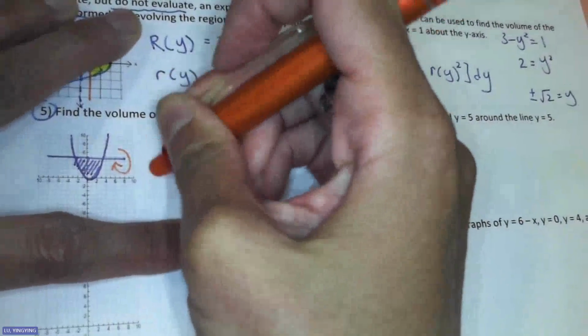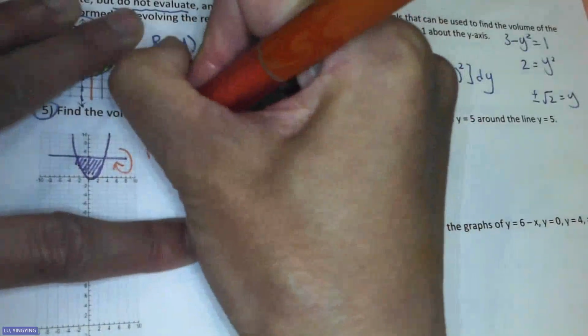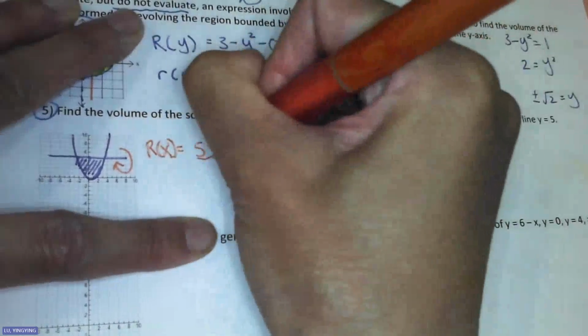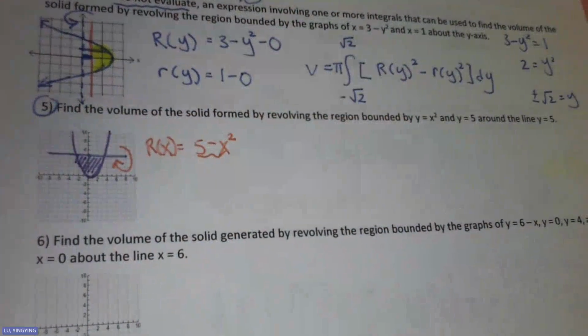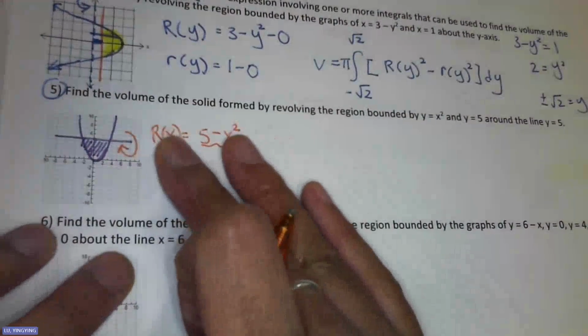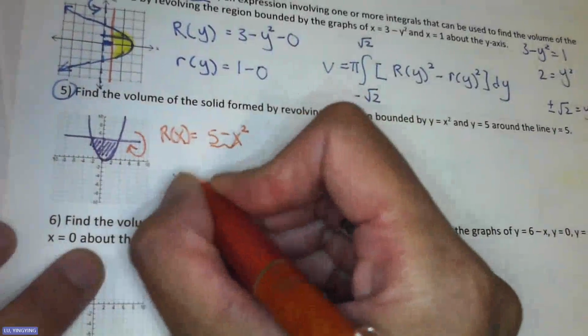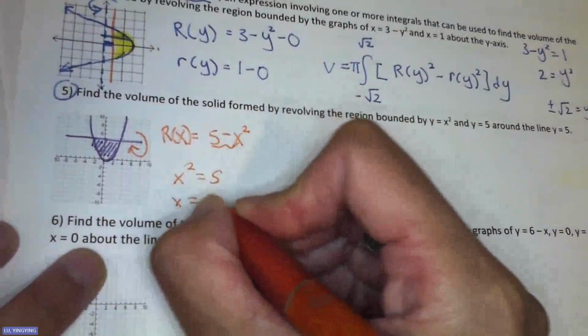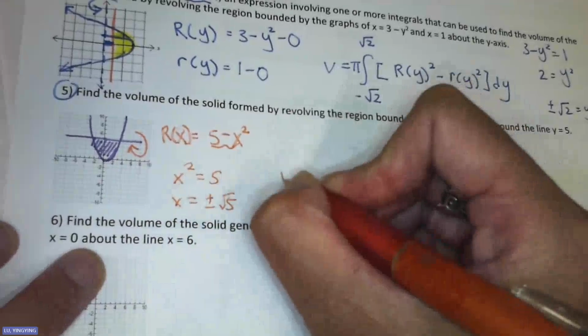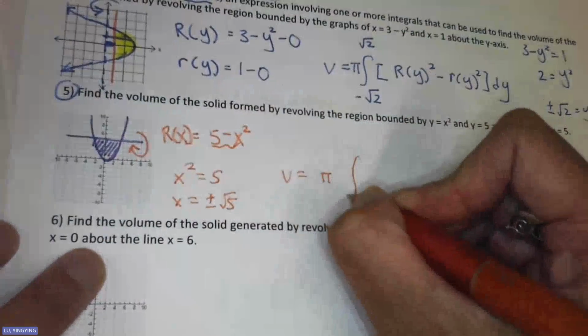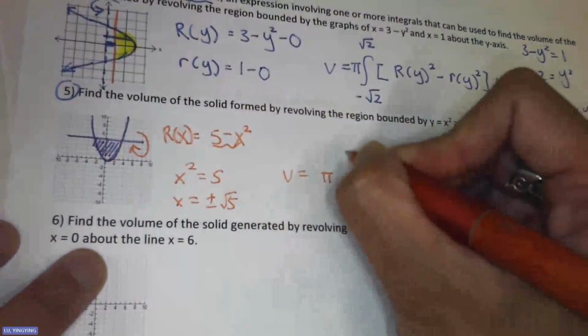Oh, I should write R of x instead. If you don't like to use this notation, you can just write this inside the integrand. It's fine. So if you don't want to write that, what are the bounds though? Anyone know? Oh, good. x squared equals 5, so x is plus or minus square root of 5.